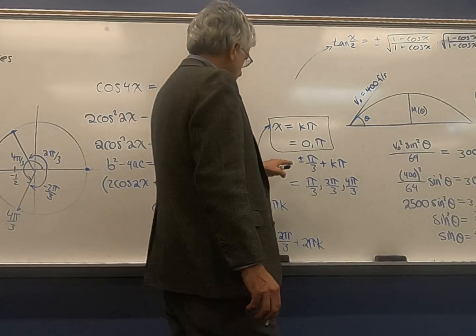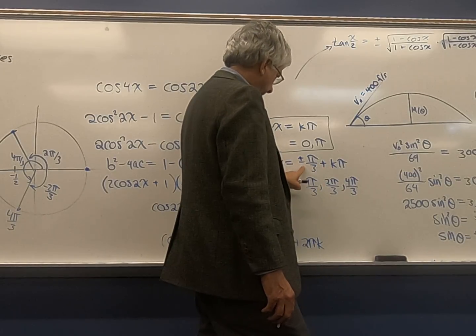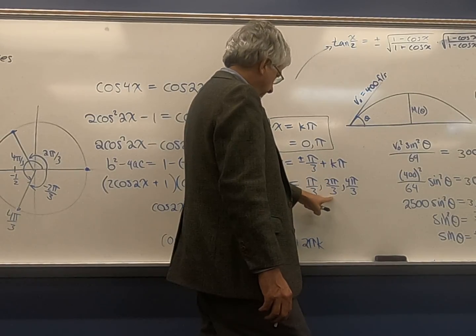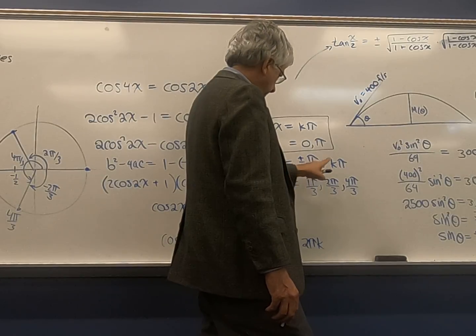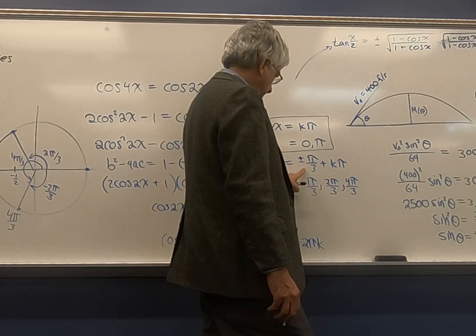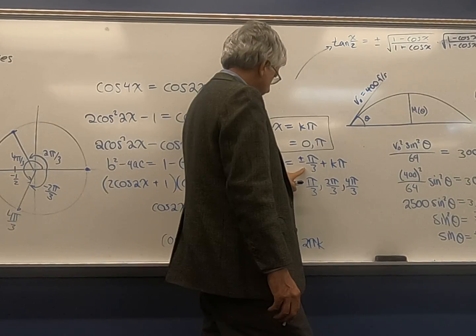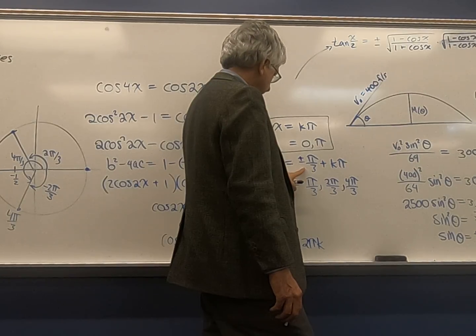So pi over 3 plus 0 is pi over 3. Negative pi over 3 plus pi is 2 pi over 3. Pi over 3 plus pi is 4 pi over 3. Negative pi over 3 plus 2 pi over 3? Yeah. That's going to be 5 pi over 3, right?